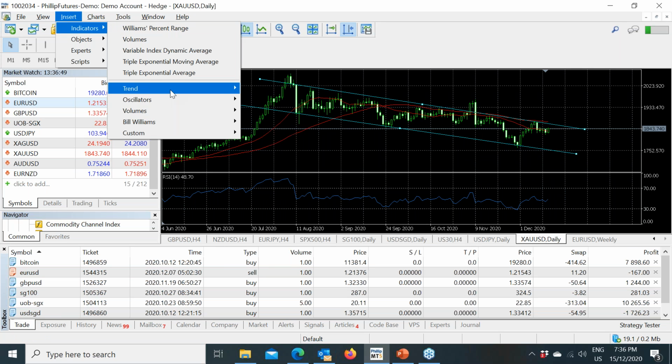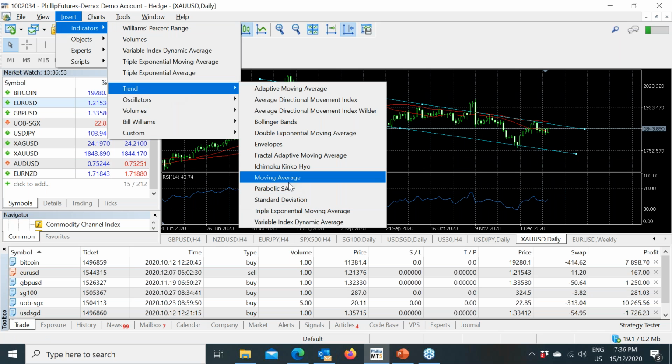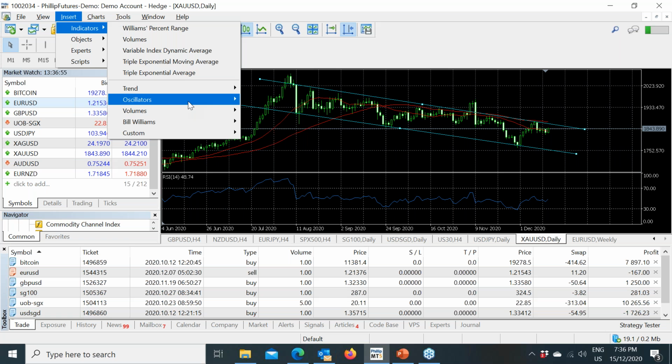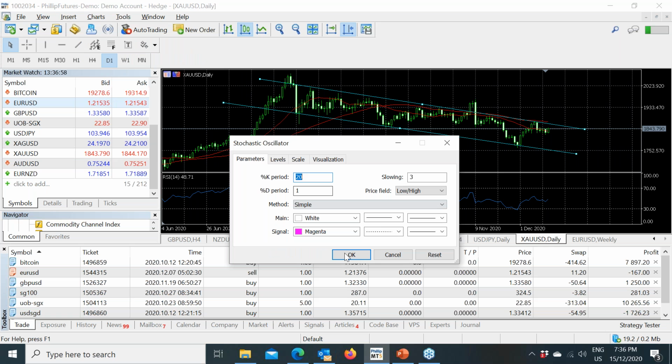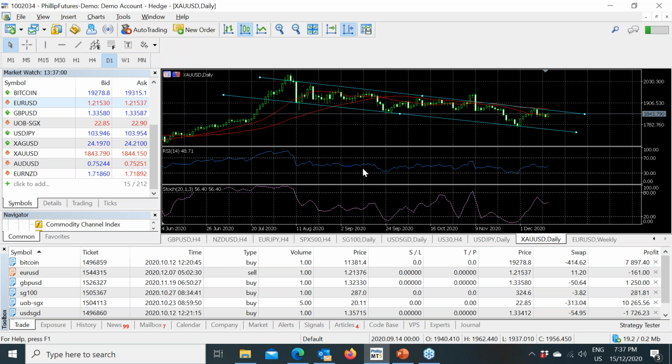What is the RSI telling you? What is the stochastic telling you? That you can see from here. It only helps you increase your probability on the trade.